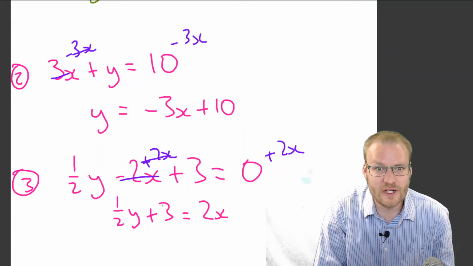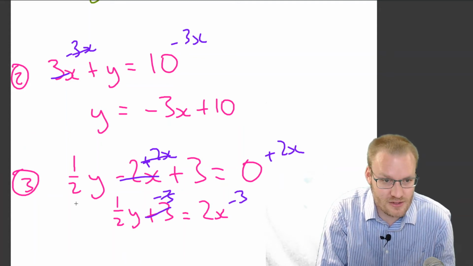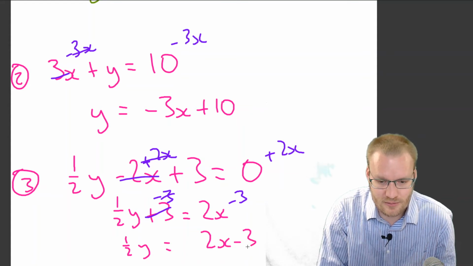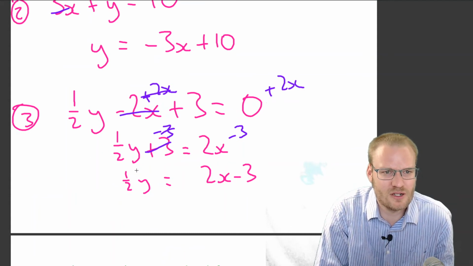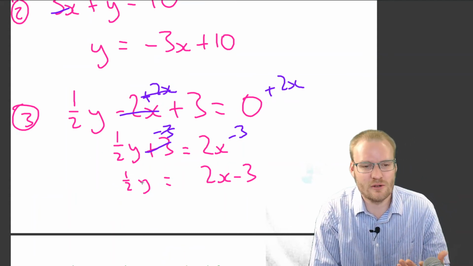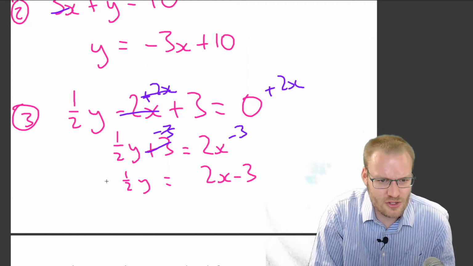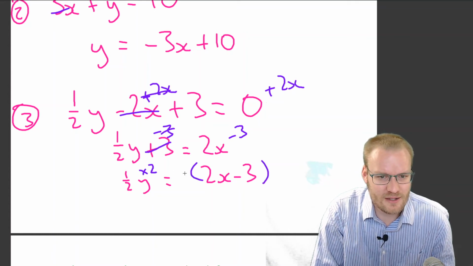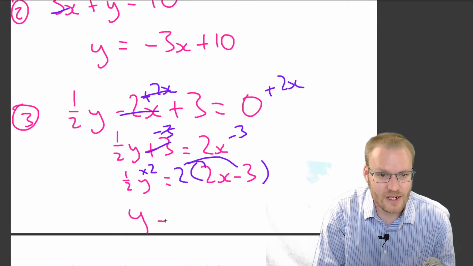Okay, next up, what do we need to do so we can eliminate that 3? Minus 3, so those eliminate, and we've got a half y equals 2x minus 3. And last step, we don't want a half y, we want y. So what can we do so that it becomes just y? Now, there are two options, because you could have divided by a half, but I think it's easier just to times that whole side by 2. So we distribute into the brackets, and we've got y equals 2 times 2, 4x minus 6.